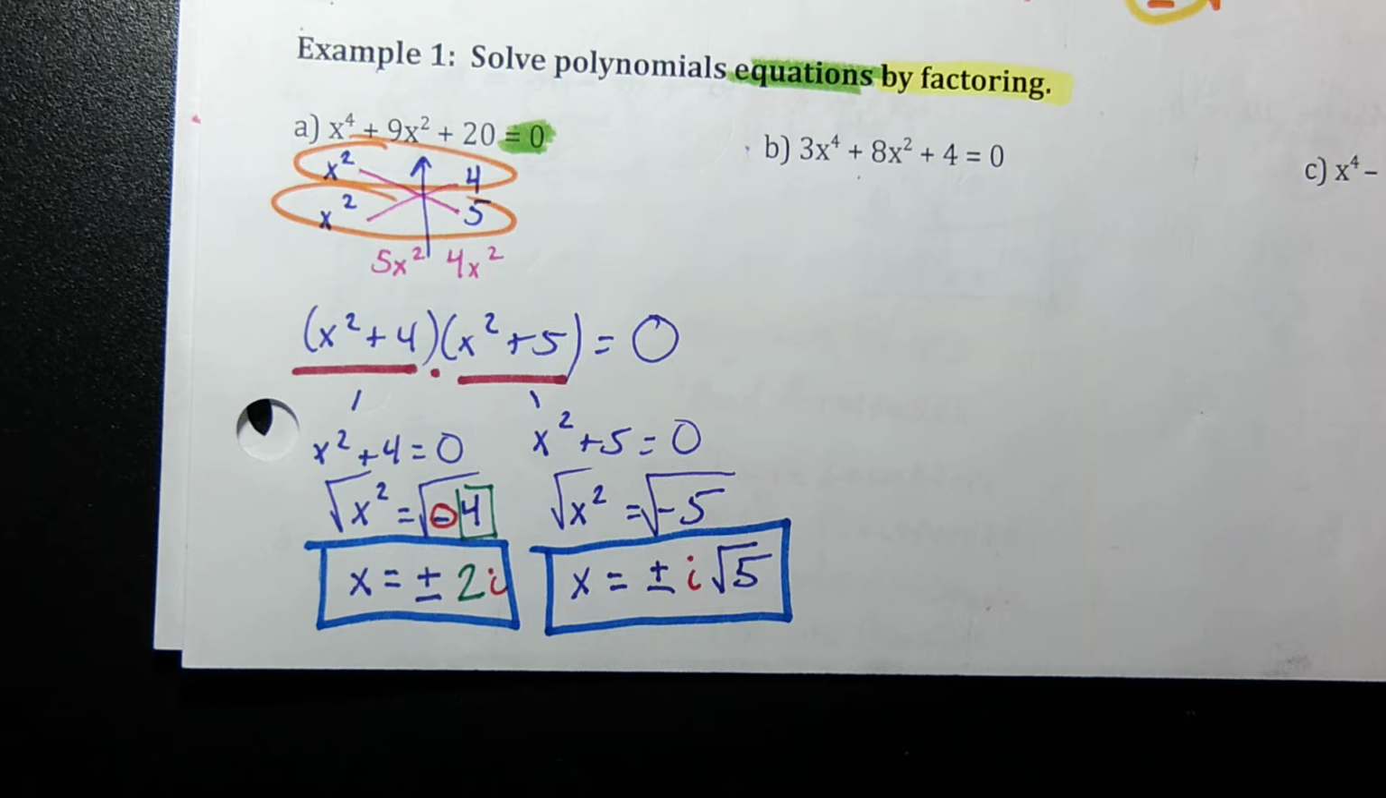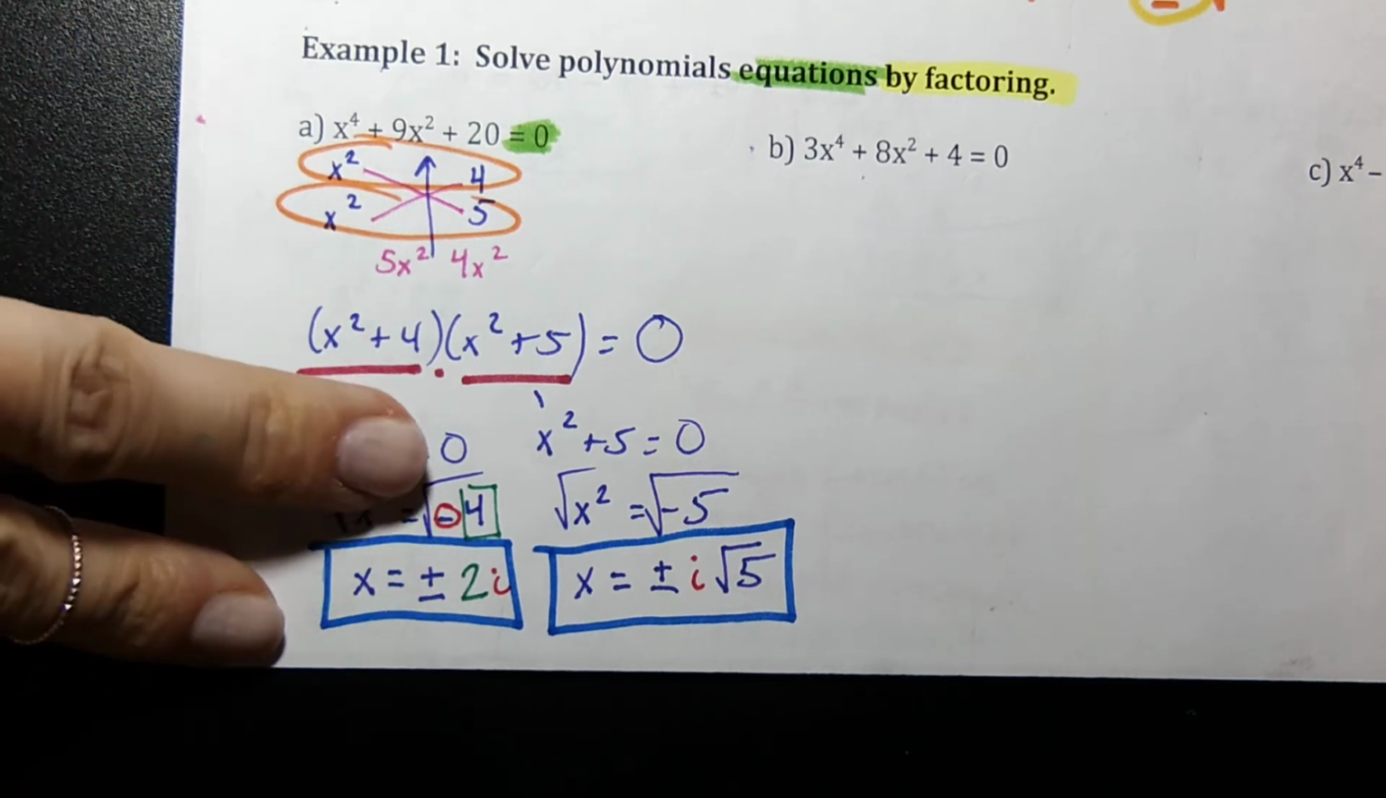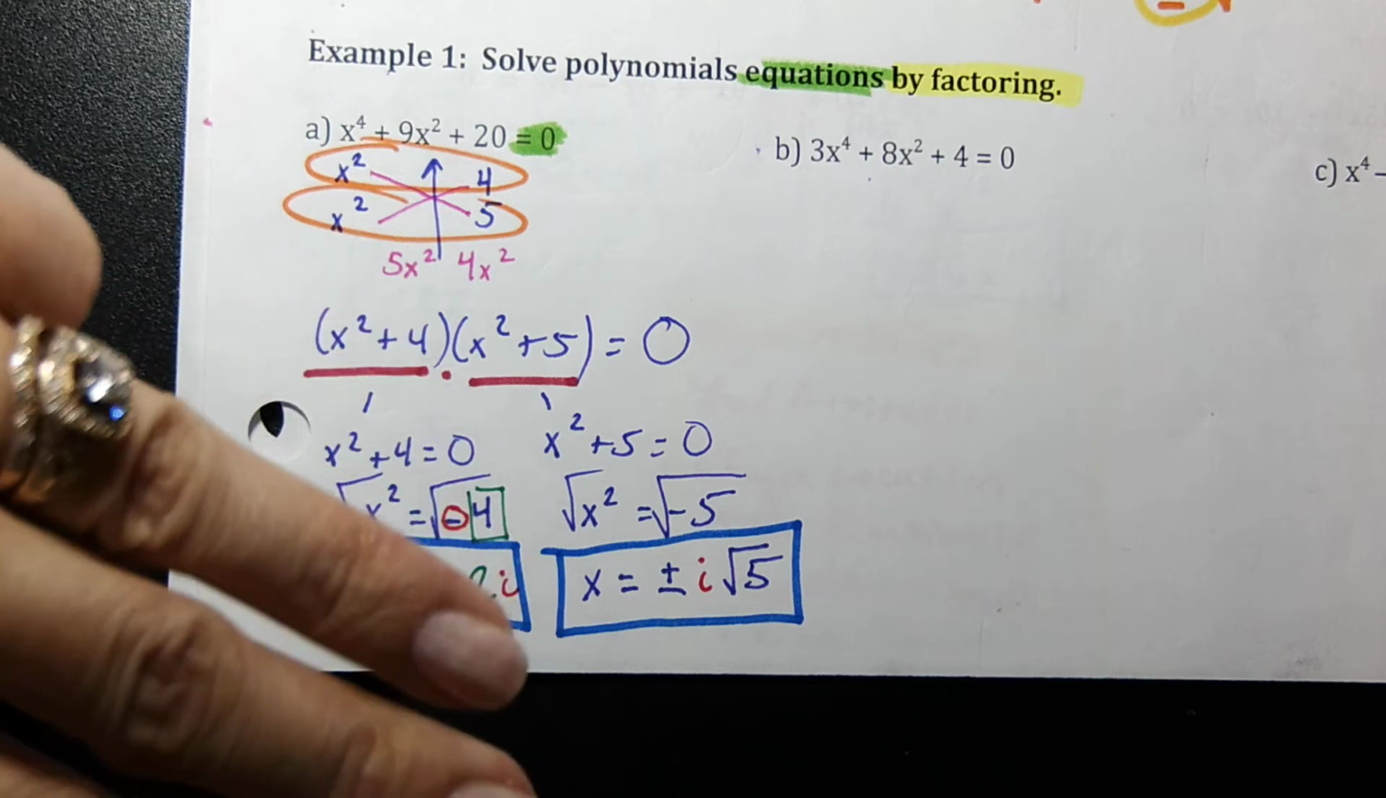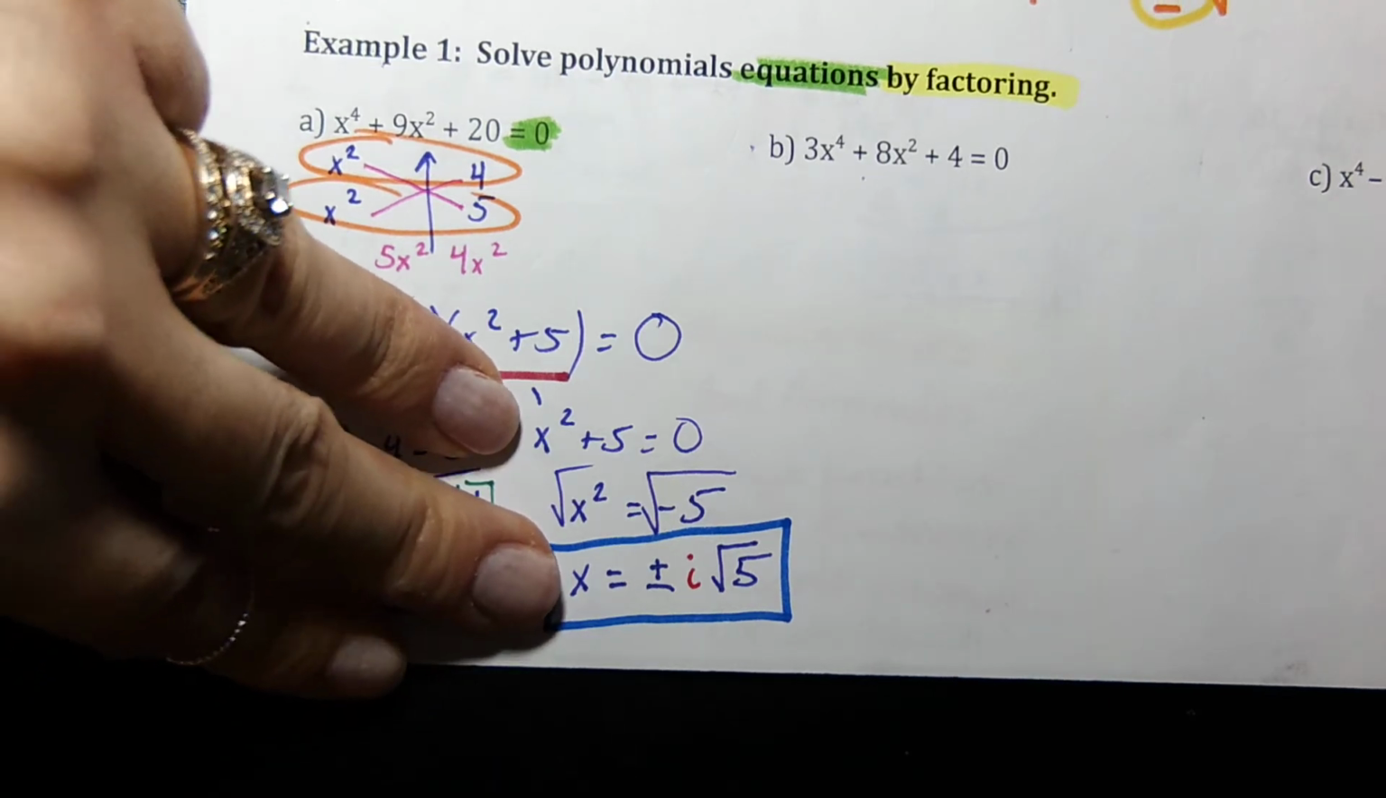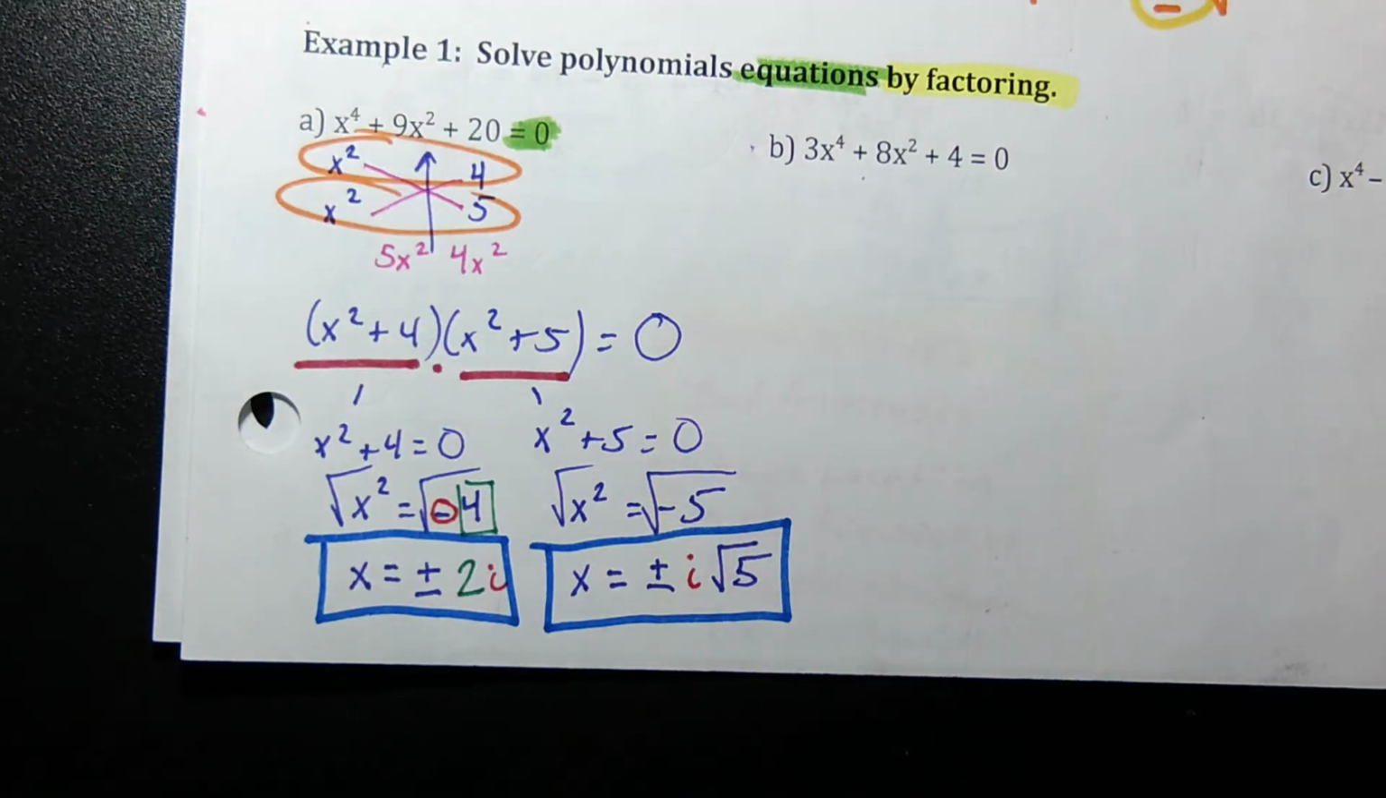One more. Huh? 4. Positive 2i is 1. Negative 2i is 2. Positive i root 5 is 3. And negative i root 5 is 4. So that's a total of 4 solutions. But how many real, graphable x-intercepts does it have? None. So the i's make these x-intercepts we can't see.